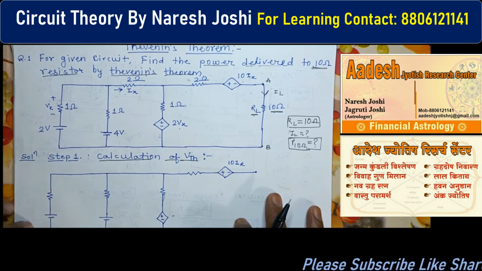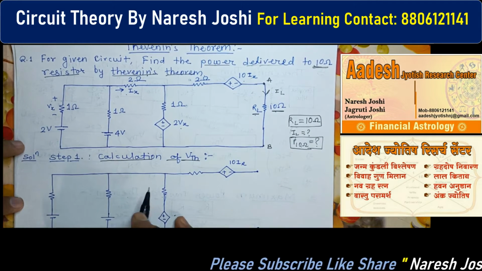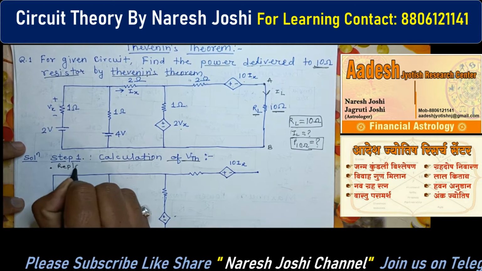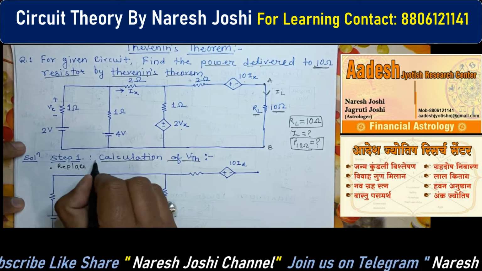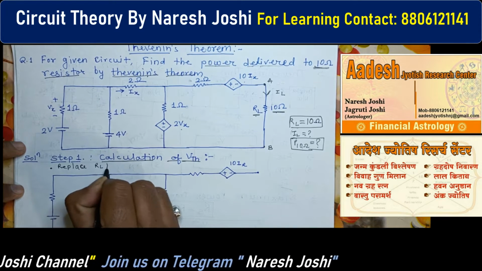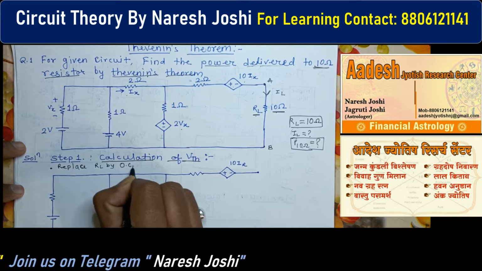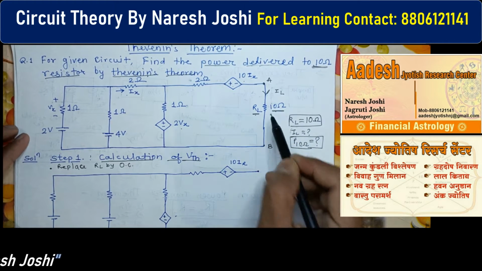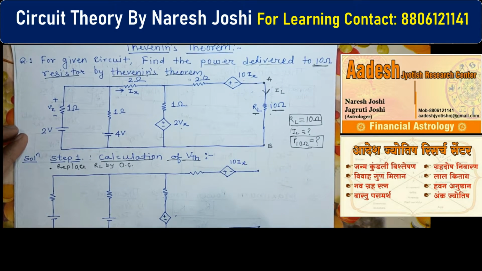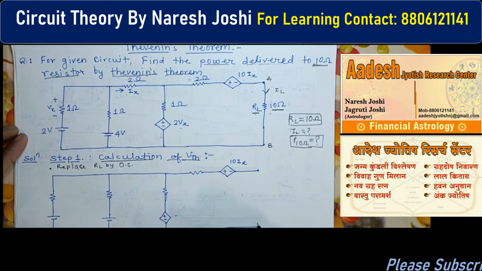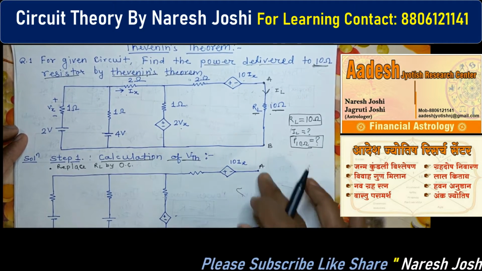Whenever we are moving for the calculation of VTH, always remember this line, which I am writing here, keep it in your mind: replace the load resistance, that is RL, by open circuit. Okay, by open circuit. So here this is our load resistance, we have replaced it by an open circuit, that means we have removed this load resistance here. Okay, and this circuit becomes open here. So this is our terminal A and this is our terminal B. Okay, so here it is open.